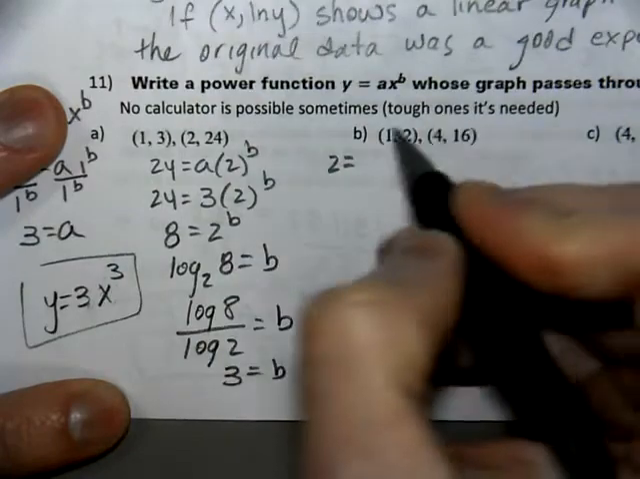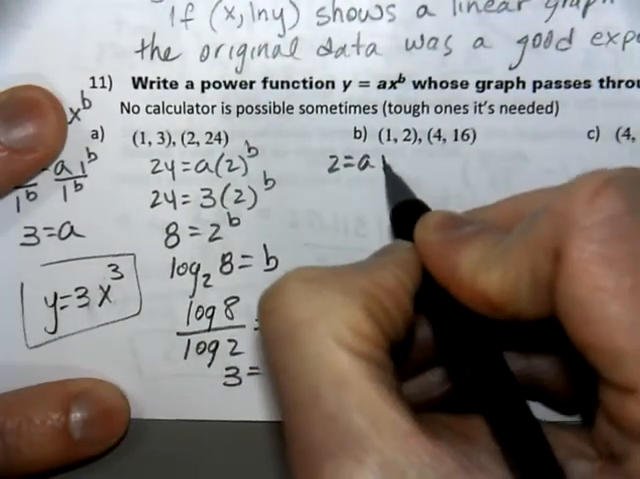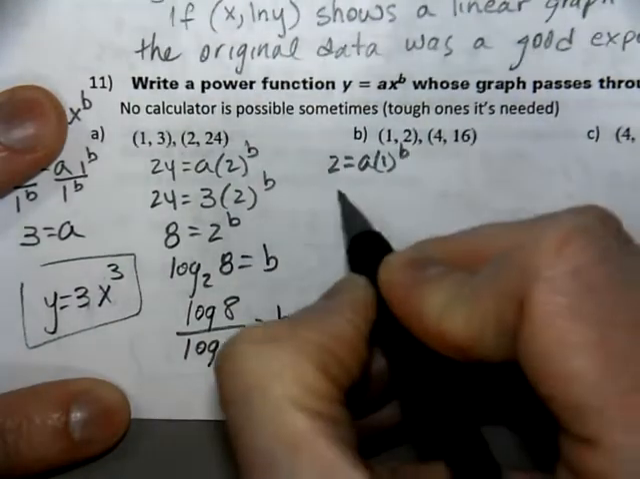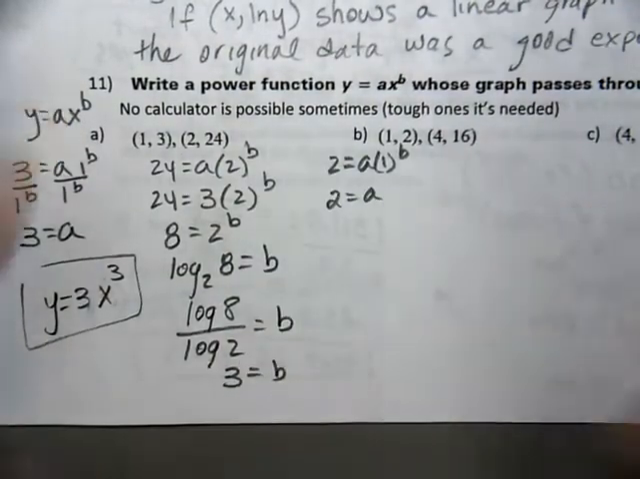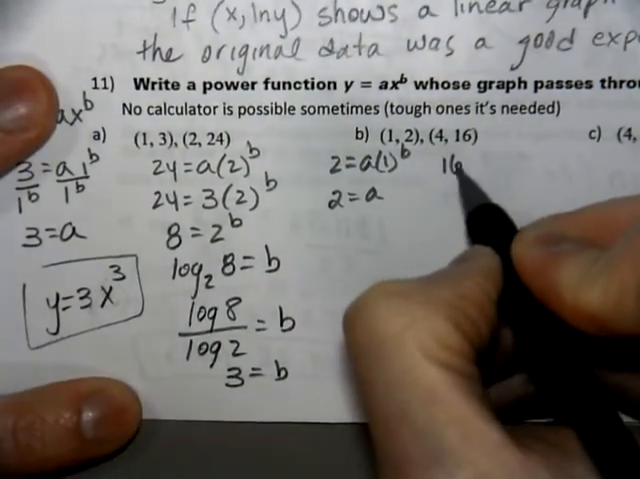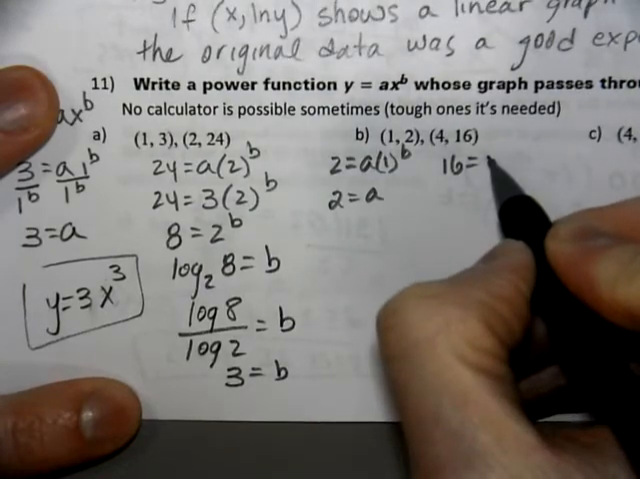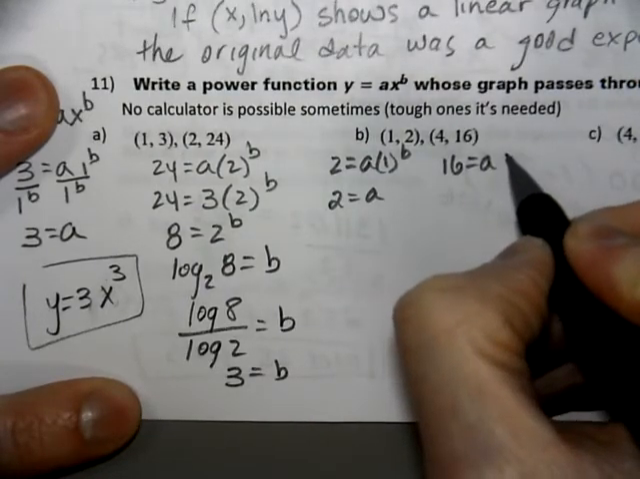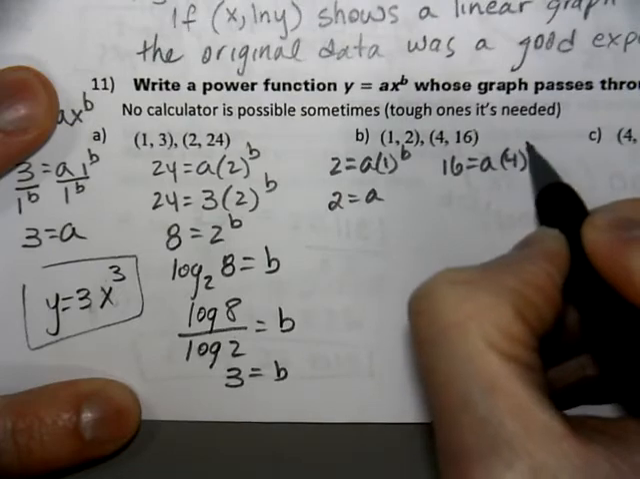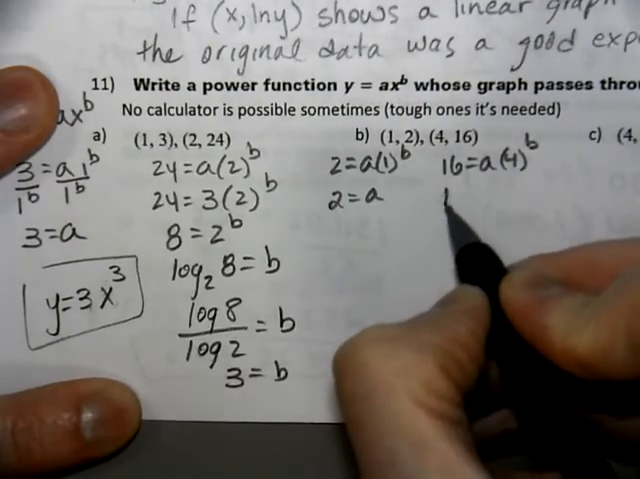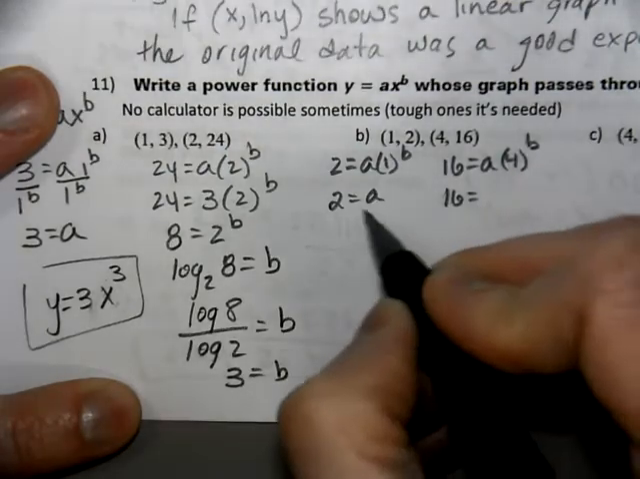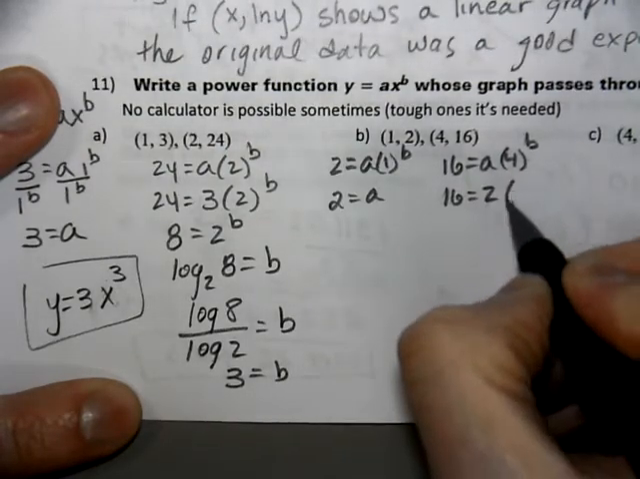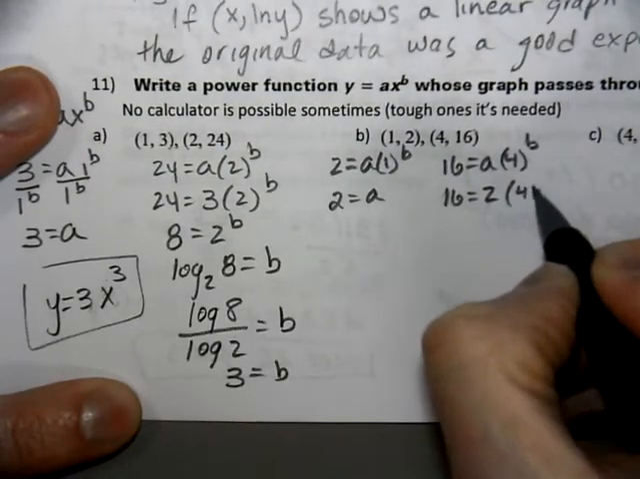So 2 equals a times 1 to the b power. So again, we're dealing with this 1. That's a real easy deal. So 16 equals a times 4 to the b power. Now that looks easy. It looks like it's just squared, right? But if we throw a 2 in here, that makes that a little trickier to work with.